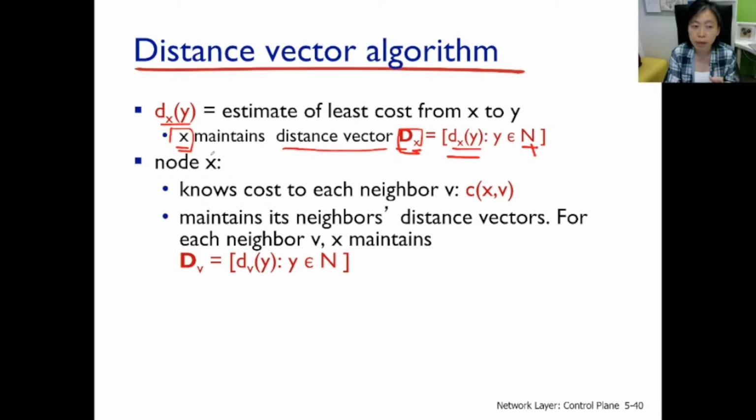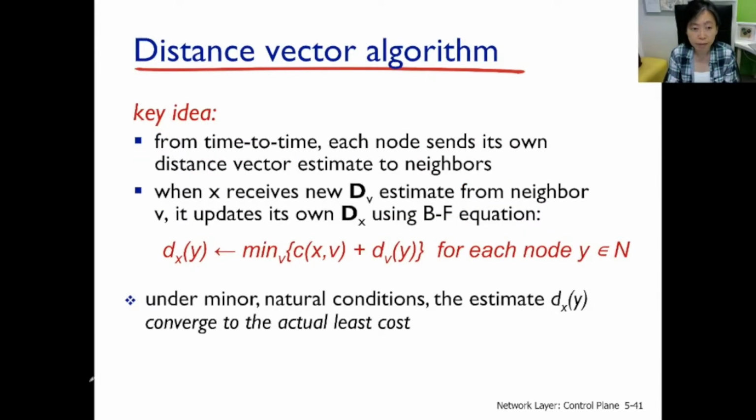Before we can calculate Dx, the node needs to have 2 pieces of information. According to the Bellman-Ford equation, we need to know the link cost from the node to each of the neighbors, cxv. And in order to have the shortest distance from each of the neighbors to a particular destination, we also need to know the neighbors' distance vectors. So for each neighbor v, node x also maintains Dv.